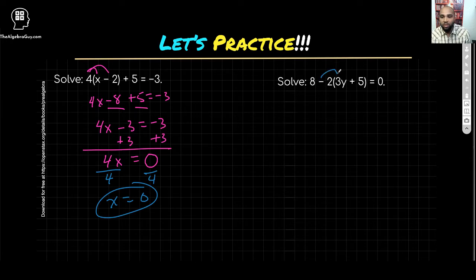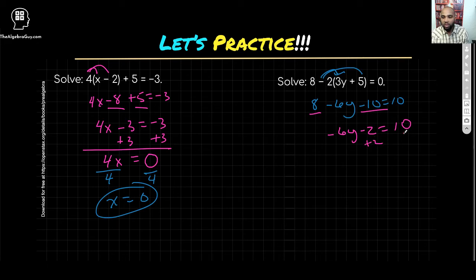All right, -2. We're going to do the distributing first. -2 times 3y is -6y. And -2 times 5 is -10 equals 0. And we just have our 8. Nothing to combine. Or actually, we can combine our numbers, 8 and -10. So we end up with -6y minus 2 equals 10.